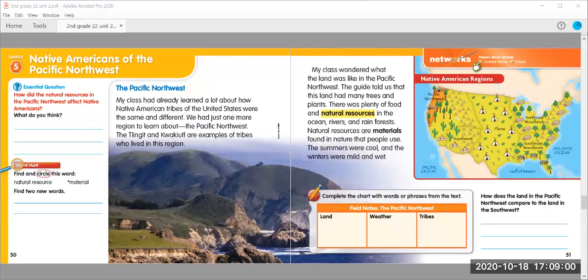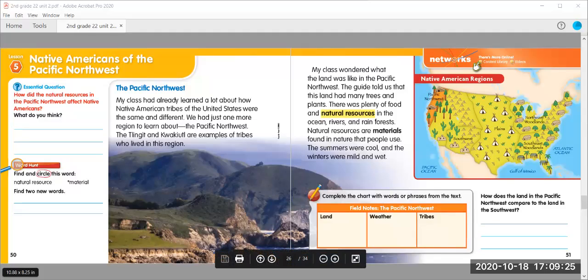Now, we just finished Native Americans of the Southwest and talked about the tribes there. The Pacific Northwest, you can see, is in orange up in this area. We talked about the Southwest. We talked about the Native Americans of the Plains, the Northeast and the Southeast woodlands. So we're slowly making our way all the way through the different tribes in the different regions of the United States.